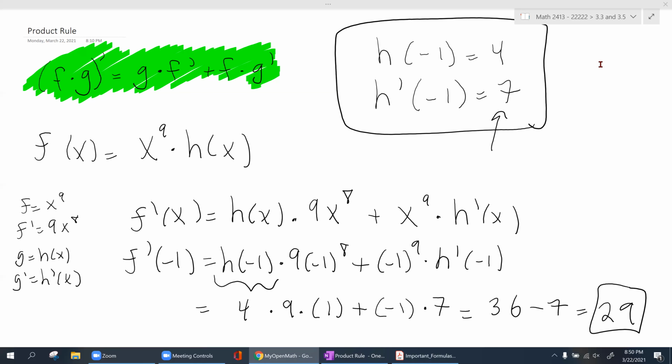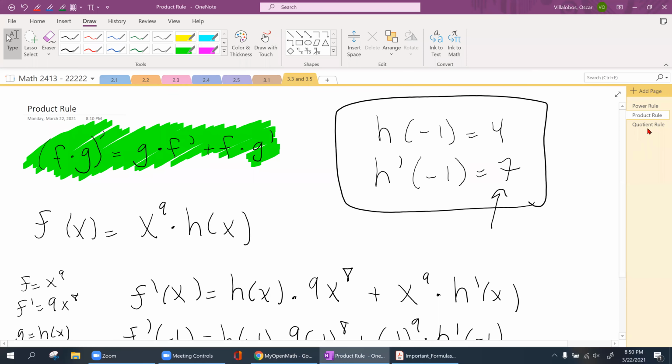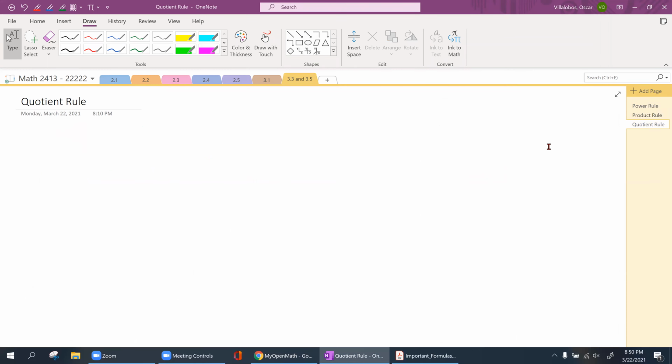Right, so please do a lot of these. This here is known as the product rule, whenever your terms are multiplying. And of course, just like whenever they're multiplying, they're going to be what? They're going to be dividing.